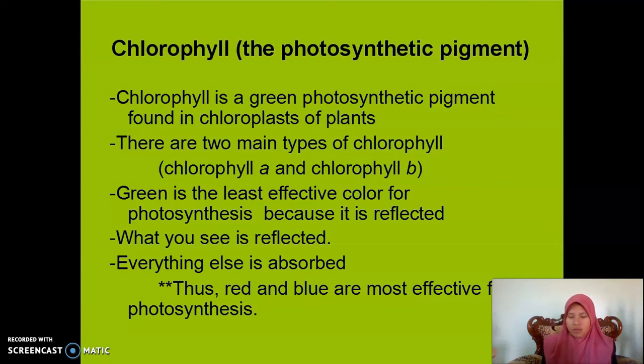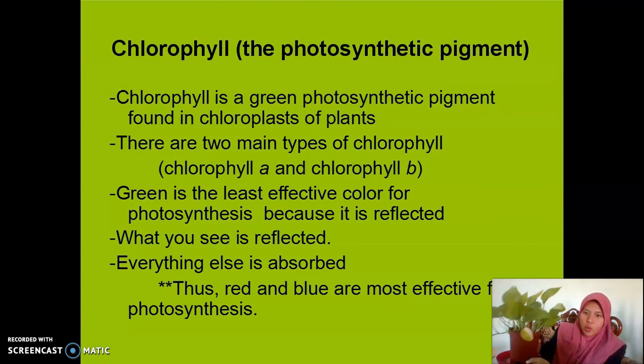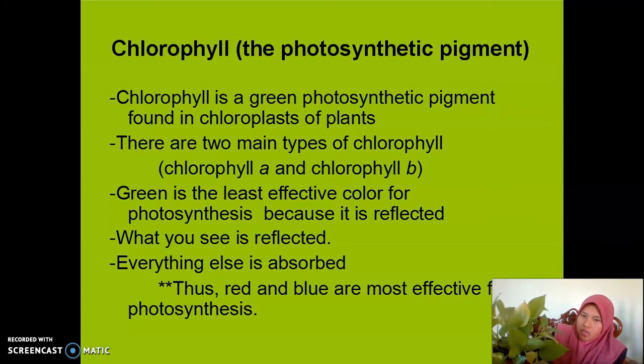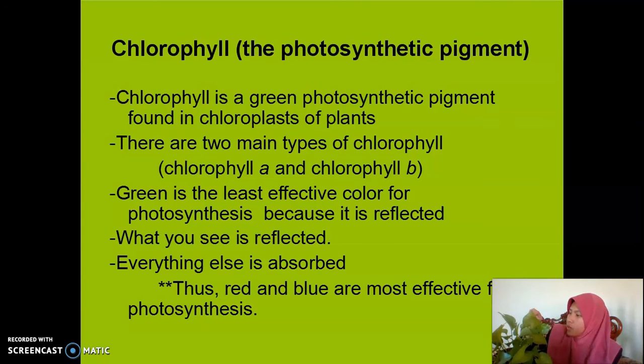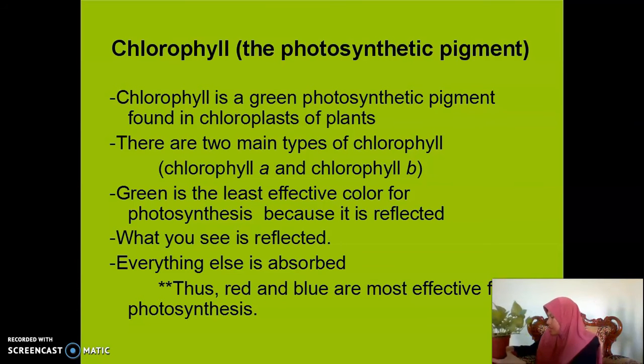So sebenarnya bila kita tengok color daun tu kan. Sini saya ada contoh lah. Daun ni, ni pokok saya kat tepi ni. Okay. So we can see that the leaves are green. So kita kata sebenarnya it has something to do with the color of the chlorophyll. Tapi sebenarnya that is the color yang reflected lah. Okay, so that's not the color of the chlorophylls.